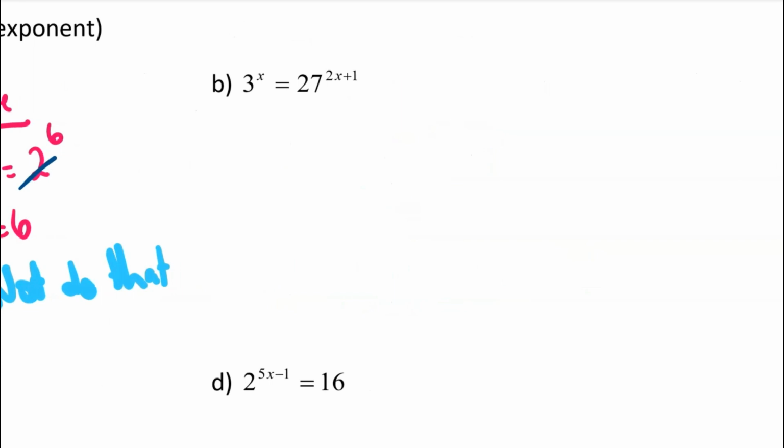Next part. 3 to the power of x is equal to 27 to the power of 2x plus 1. So again, we want it so that it's the same base. So we're going to write 3 to the power of x is equal to, well, 27 can be broken down into 3 to the power of 3. Okay, and then we're going to multiply by 2x plus 1.